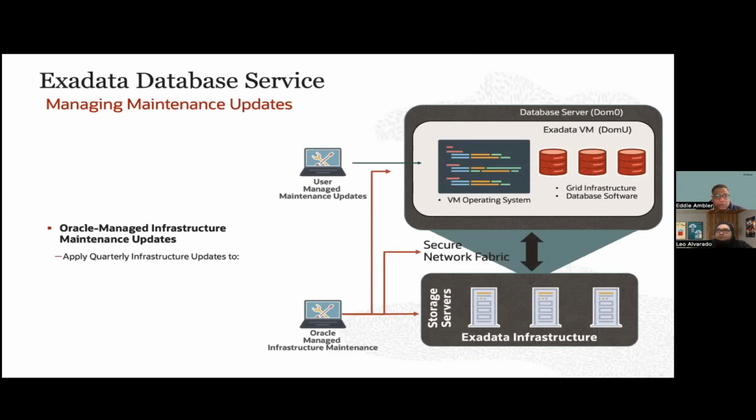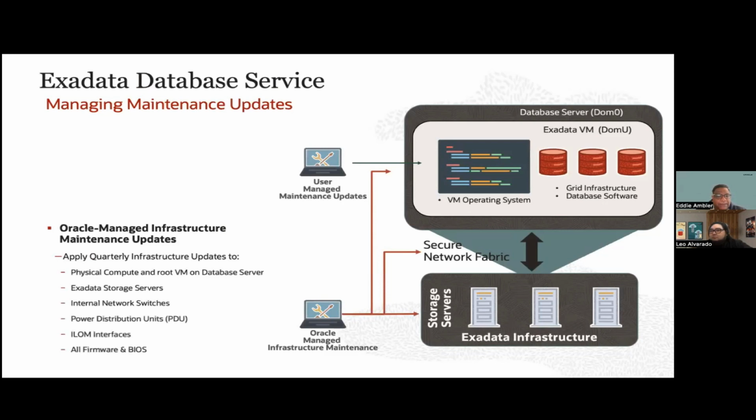They will apply the quarterly infrastructure updates to the physical computes and to the root VM on the database server. They'll also patch the Exadata storage servers, the internal network switches, the PDUs, the ILOM interfaces, and all firmware and BIOS. So these are all activities and tasks that you used to do on a do-it-yourself model. These are things now that are offloaded and done for you on your behalf using cloud automation by the cloud operations team.